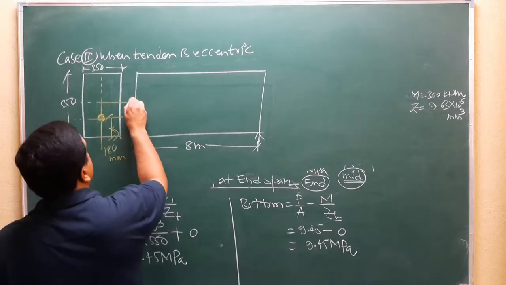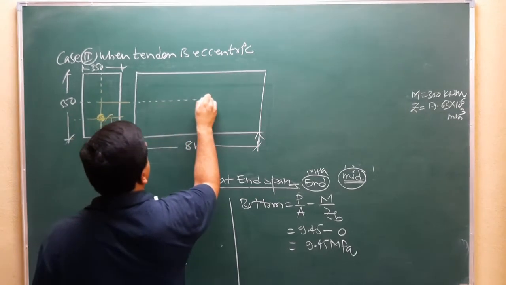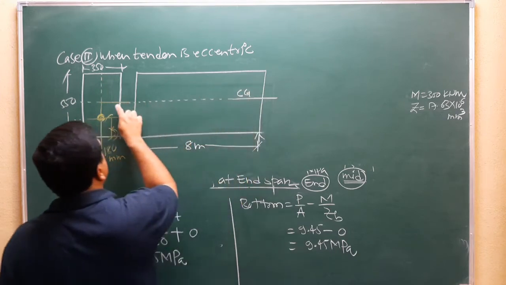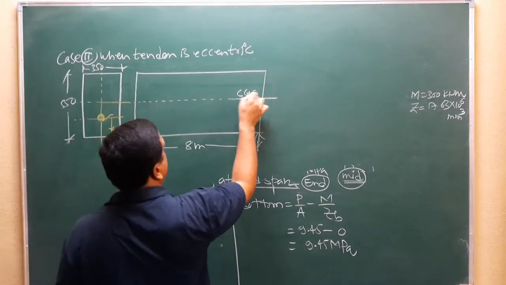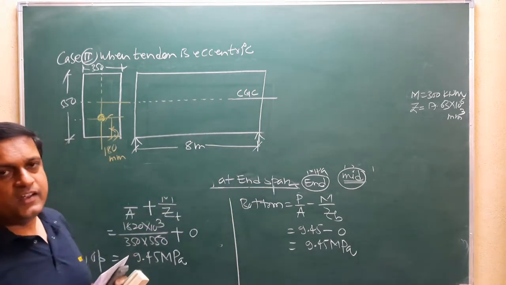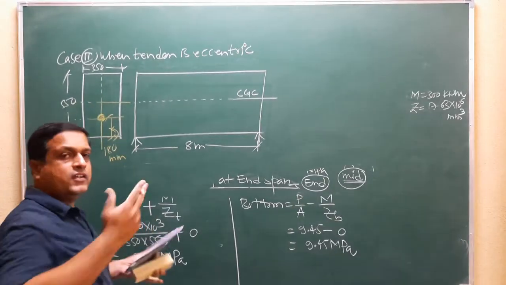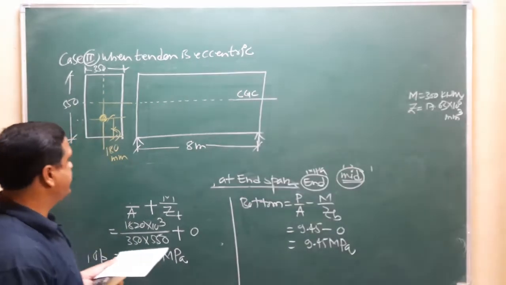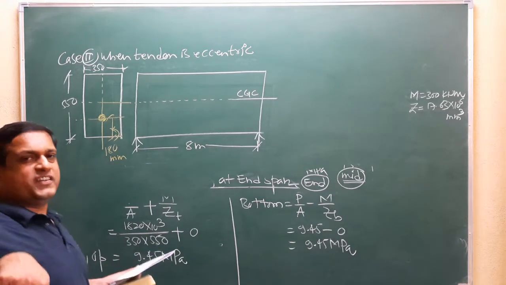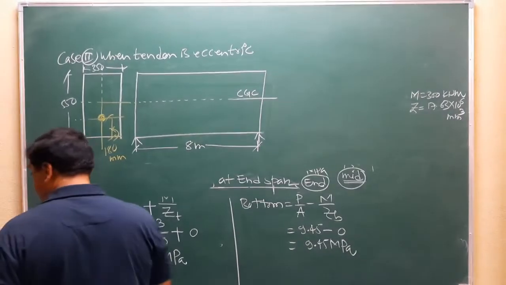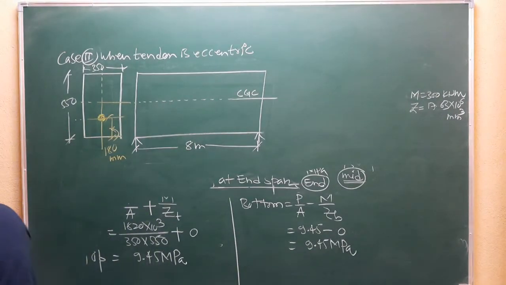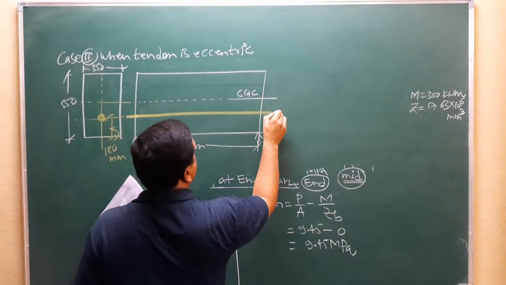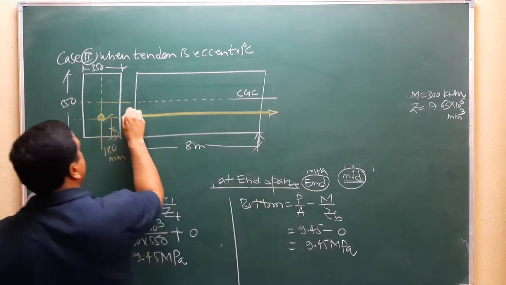So what is the eccentricity? The eccentricity is the distance of the tendon from the CG of concrete. The given value is not the eccentricity; you have to calculate it. The tendon is provided like this, so this is a constant eccentricity.